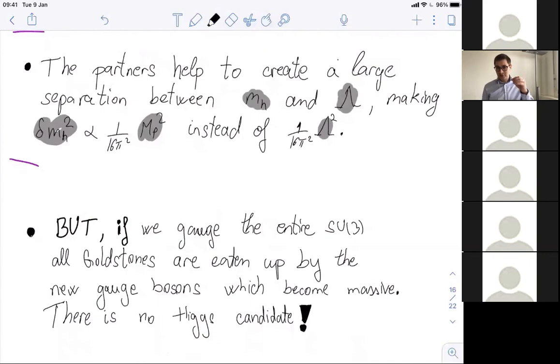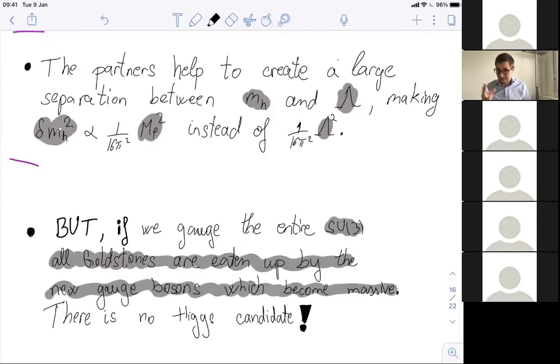Remember when I was discussing how you do explicit breaking, I always said that when I gauge the entire global group, then there is no explicit breaking. Or if I complete the multiplet, then there is no explicit breaking, and then you don't develop the potential. That will be the way to introduce the partners. But in this example where we had SU3, if you gauge the entire SU3, all Goldstones are eaten up by the new gauge bosons. There were 5 Goldstones, but if you gauge the SU3, there will be 5 additional gauge bosons. They will be eaten up to give mass to these gauge bosons. In other words, there will be no Higgs in that case. We have to do something different.